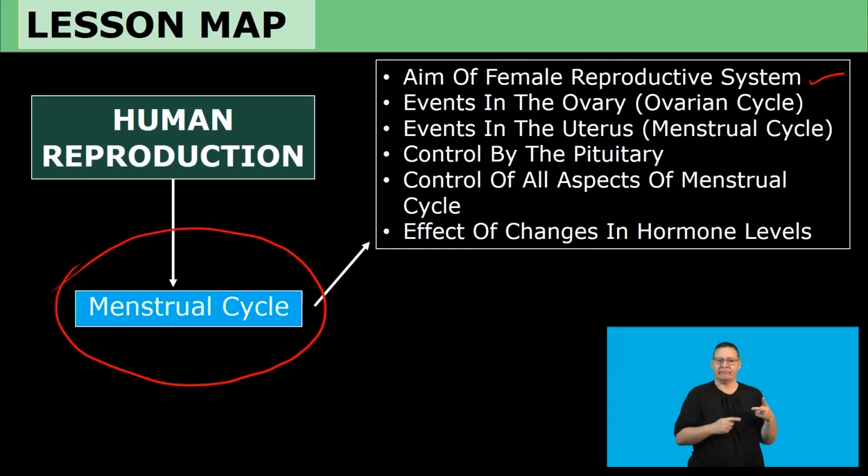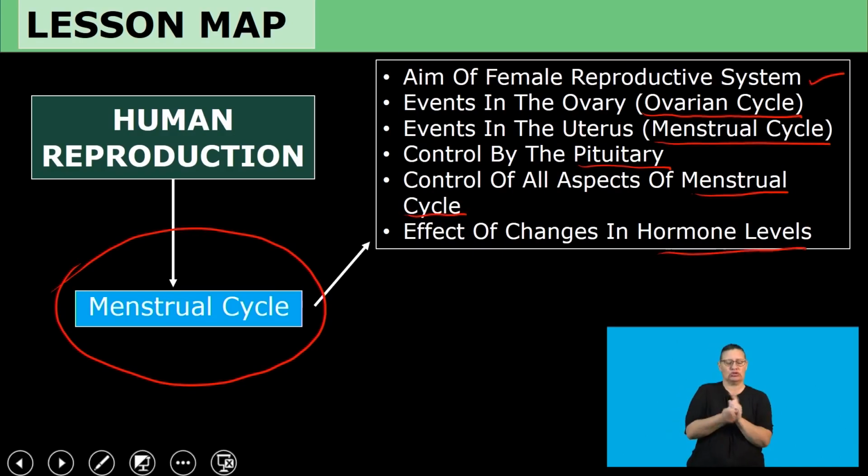We are going to look at the aim of the female reproductive system. We will also look at the events in the ovary. Check this out, ovarian cycle. And we will also check the events in the uterus, menstrual cycle. We will also look at the control by the pituitary gland. This is a gland. And control of all aspects of menstrual cycle. And in close, we are going to look at the effect of changes in hormone levels. Keep an eye. It is going to be interesting.